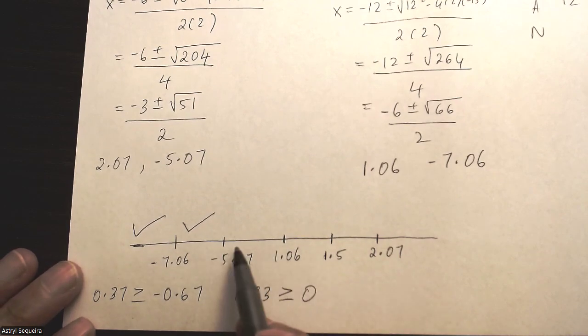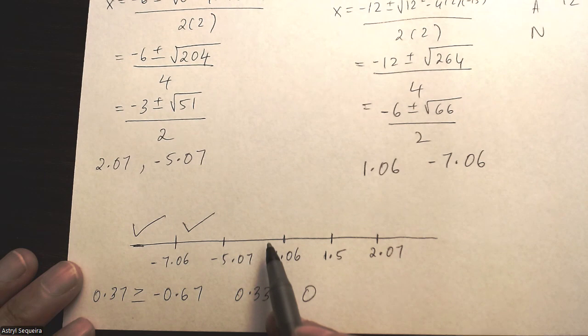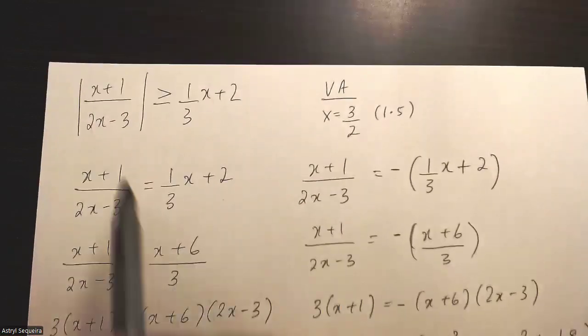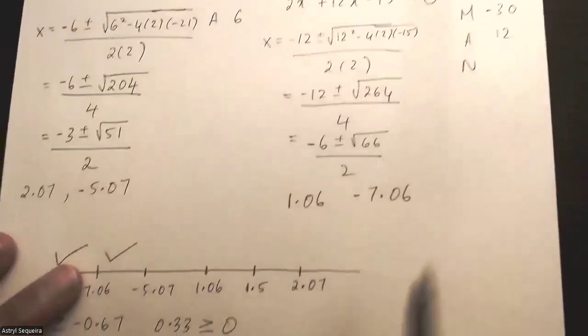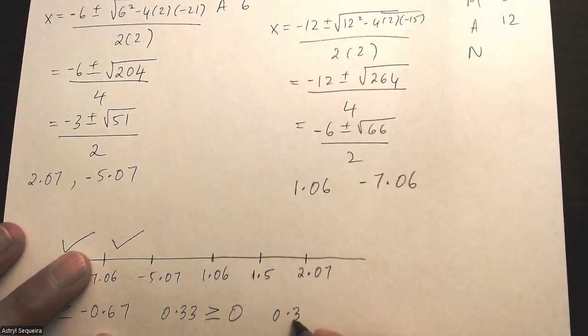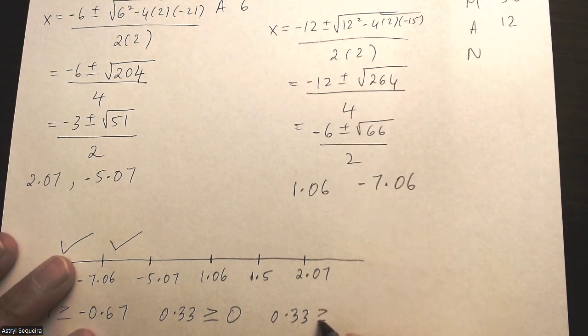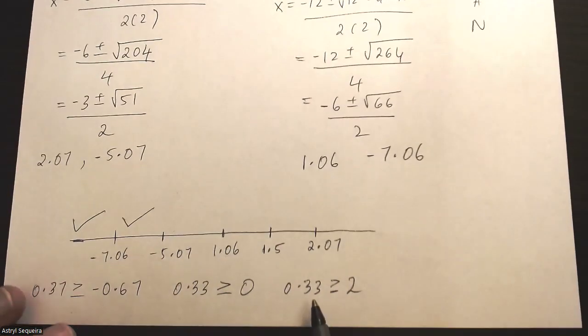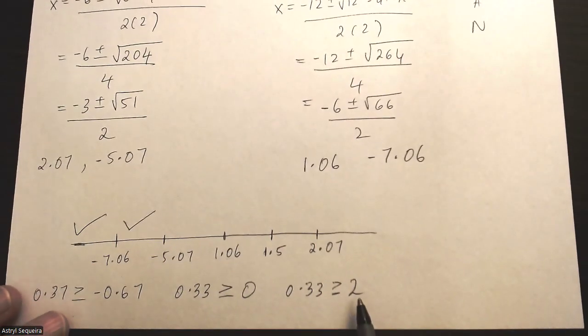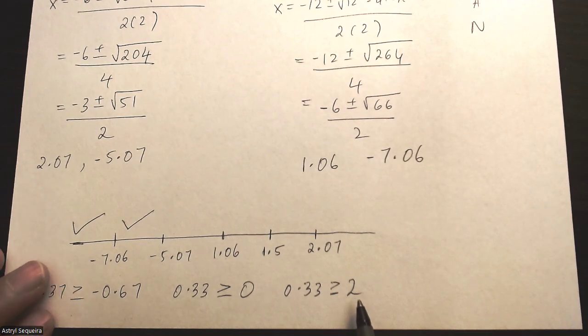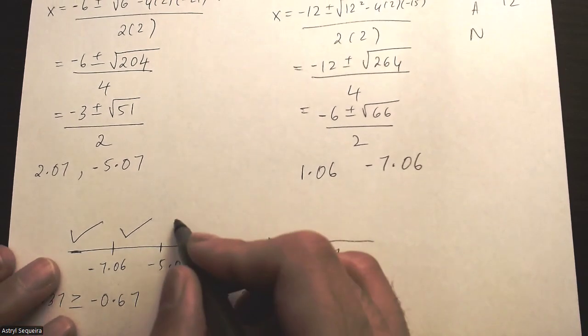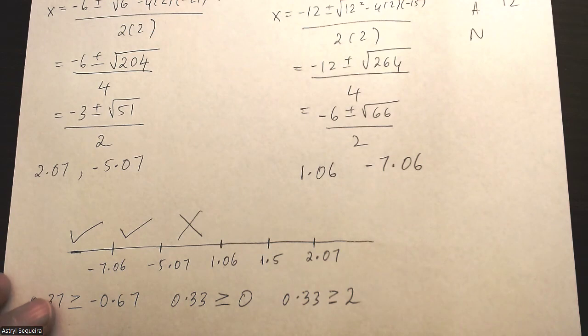Let's pick a value between these two. I'll pick 0 because 0 is easy to do. If I sub in 0 into the first equation over there, I just get positive 0.33 again. And if I sub in 0 into the second equation, I get positive 2. So is 0.33 greater than or equal to positive 2? It's not. So that range there is not good.